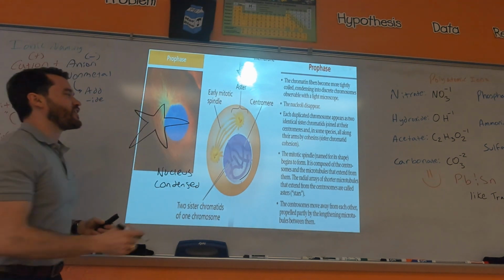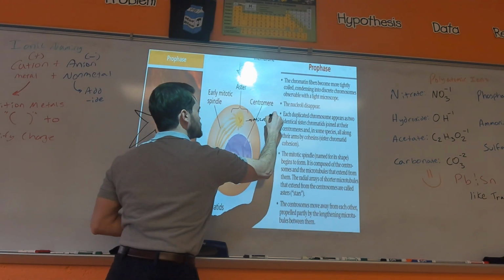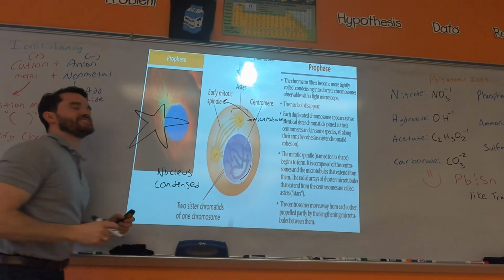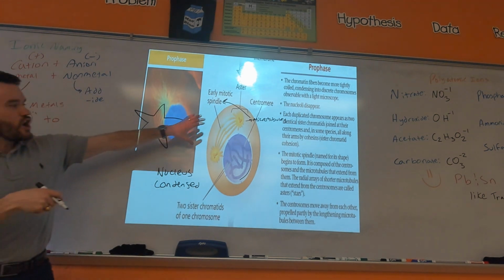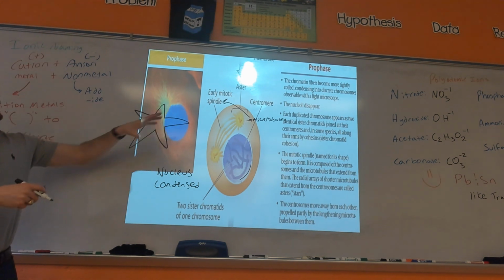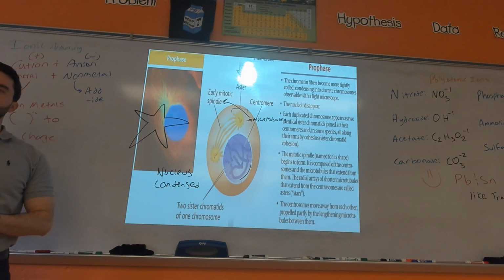The arms of the star are the microtubules, and the microtubules make up the mitotic spindle. Notice how the centrosomes are moving to opposite ends of the cell, and we're eventually going to use those microtubules, that mitotic spindle, to pull apart the chromosomes.